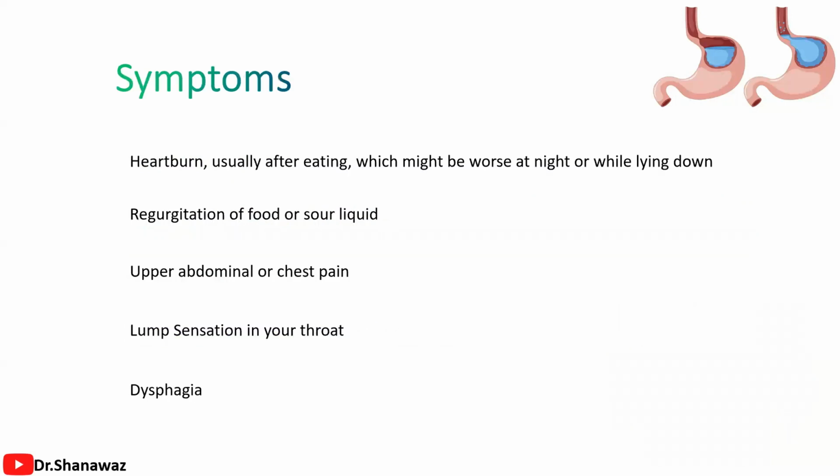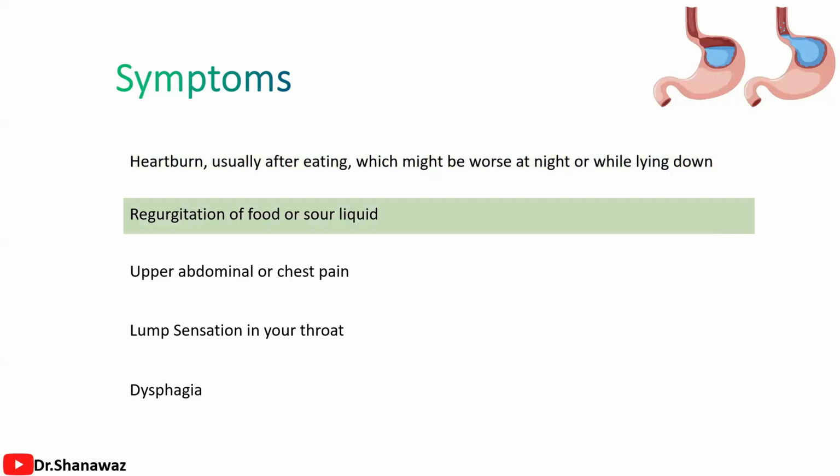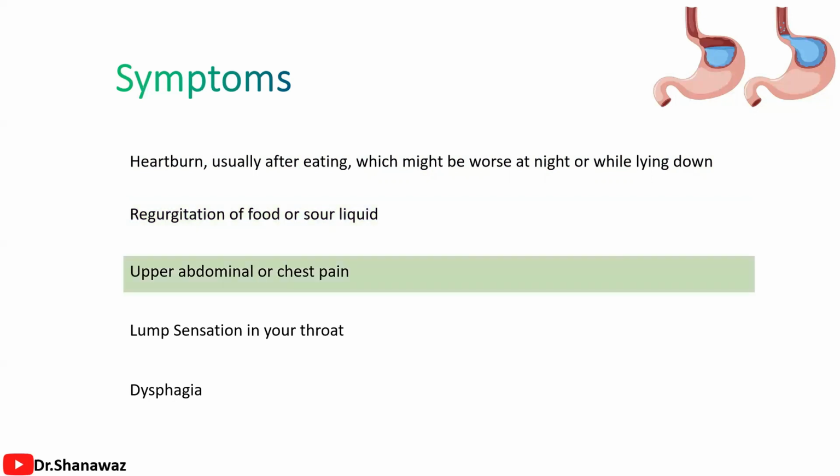Continuing to the symptoms, we see that heartburn is the most common symptom, and this usually occurs after eating. These symptoms may be worse at night or while lying down. The regurgitation of food or sour liquid may also occur in GERD. And abdominal pain, mostly upper abdominal pain or chest pain, are symptoms of GERD.